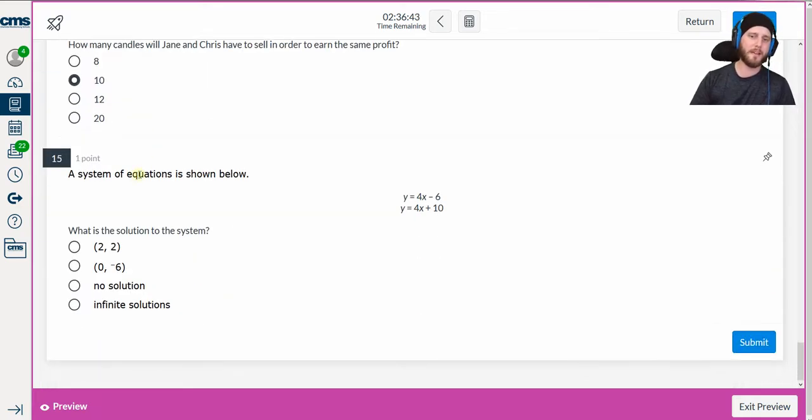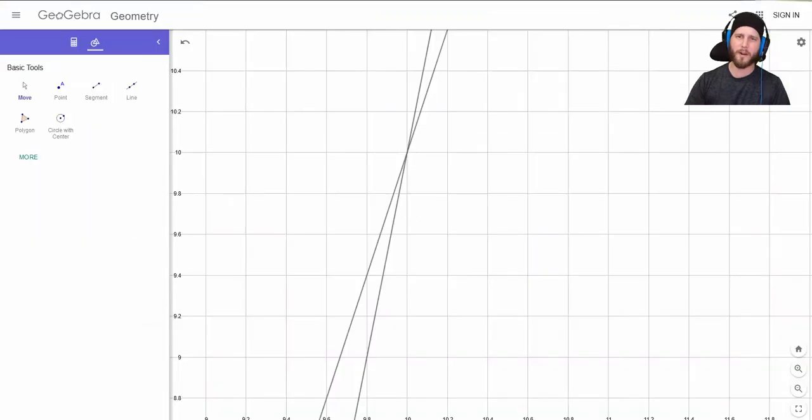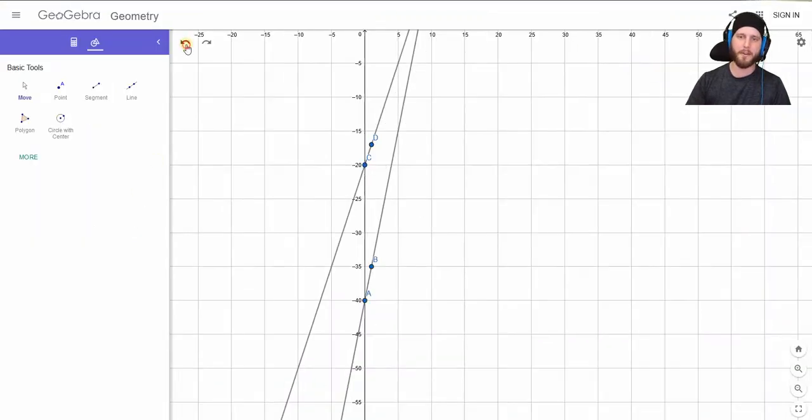And last but not least, number 15, system of equations again. I'm going to copy and paste these so I don't have to look too hard. But you should see they have the same slope, so already a warning sign should be going up in your head.